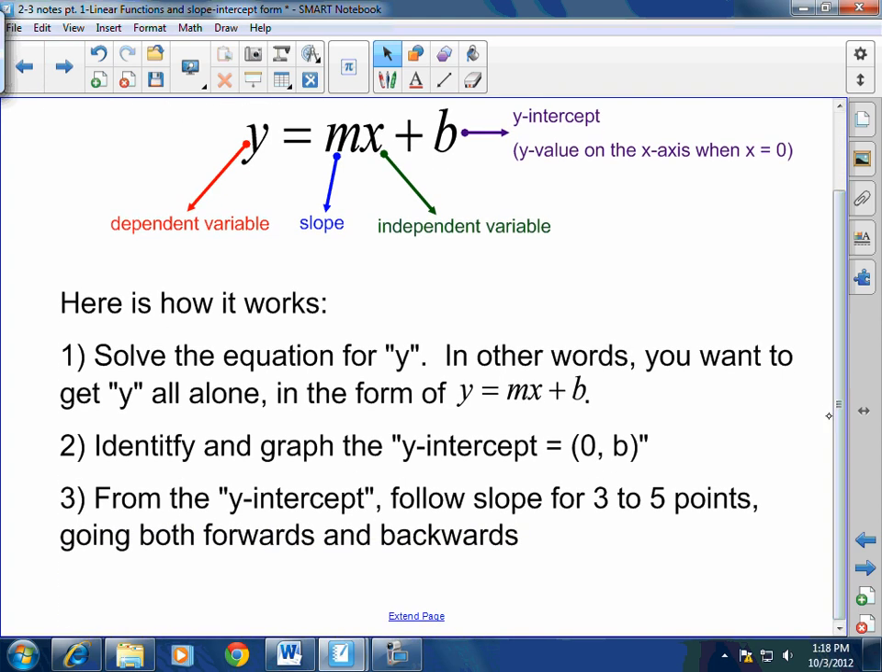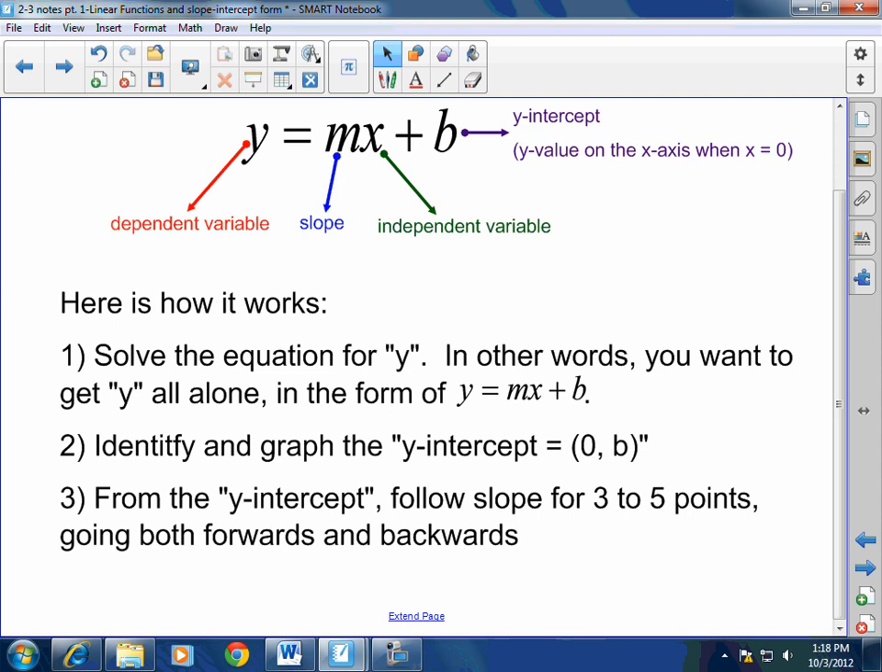First of all, solve the equation for y. In other words, you want to get y all alone in the form of y equals mx plus b. Number 2, identify and graph the y-intercept.